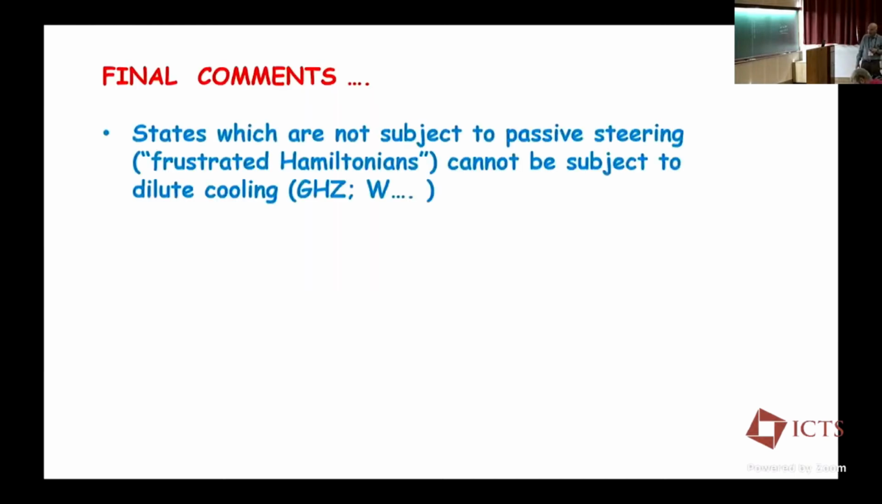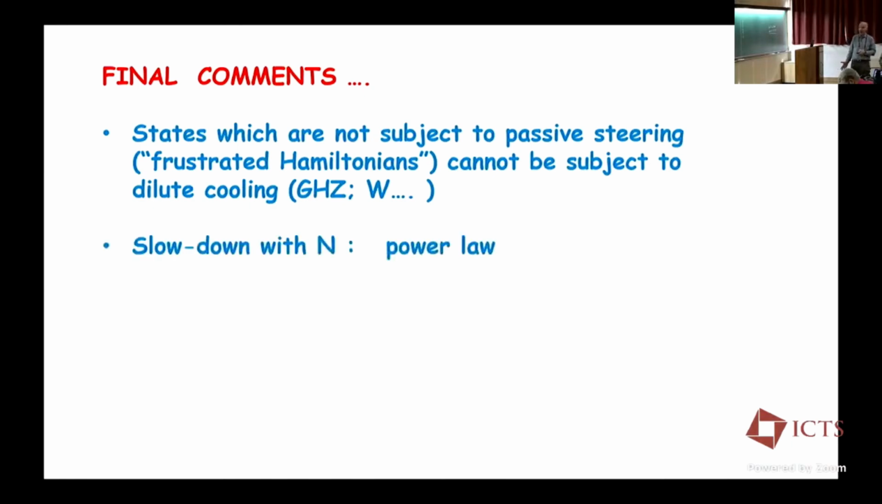So the first message is that if we encounter states which are not subject to passive steering, for example, a GHZ state or W state, then clearly they cannot be subject to a dilute cooling. We found out that the dilute cooling is slowed down by a power law with N.